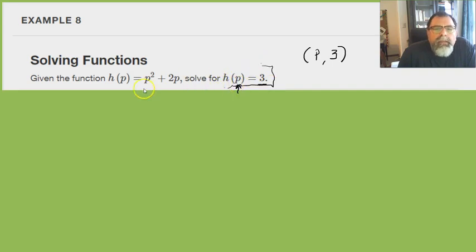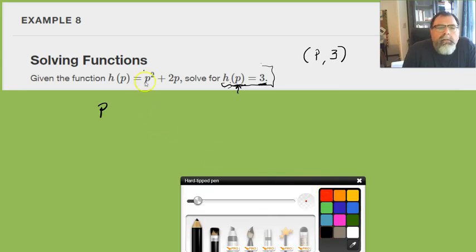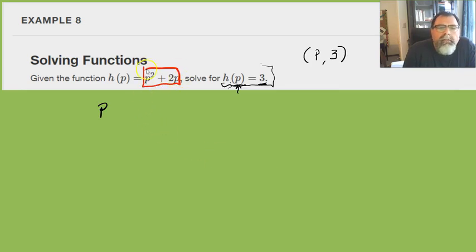But remember, h of p, there are two ways you can do it. You can take this equation and substitute 3 in for h of p, so you put 3 here. Or you can take this equation and substitute p squared plus 2p for h of p. So you can do it either way. So if we do it that way, I'm going to take the p squared plus 2p, which is h of p. Let's do this. So you see that this and this are equal, right?